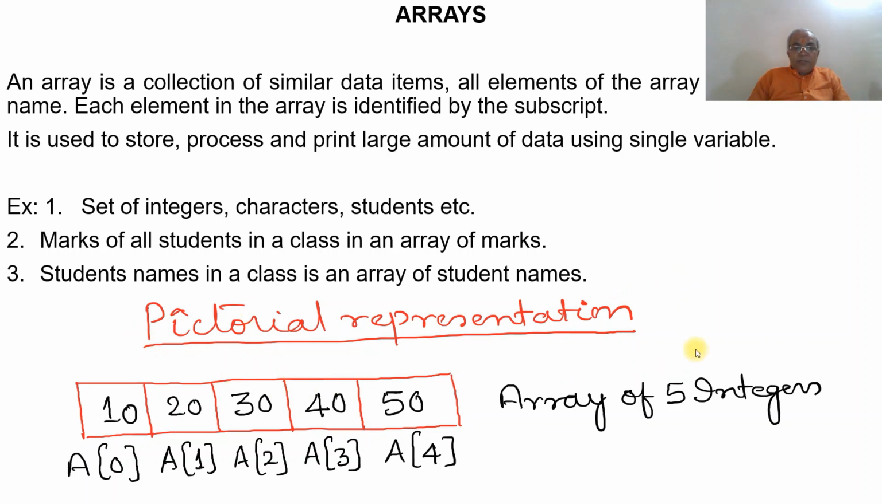Suppose we take the pictorial representation: we have an array of 5 integers. Here the integers are displayed as 10, 20, 30, 40 and 50, wherein you have 5 elements. It starts from 0 and ends with 4: 0, 1, 2, 3, 4. So it becomes 5 elements. The array elements are A[0], A[1], A[2], A[3] and A[4]. These are an array of 5 integers.